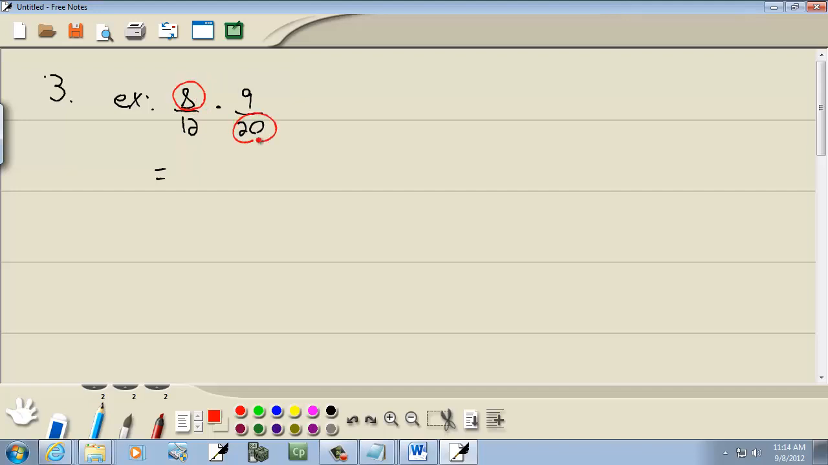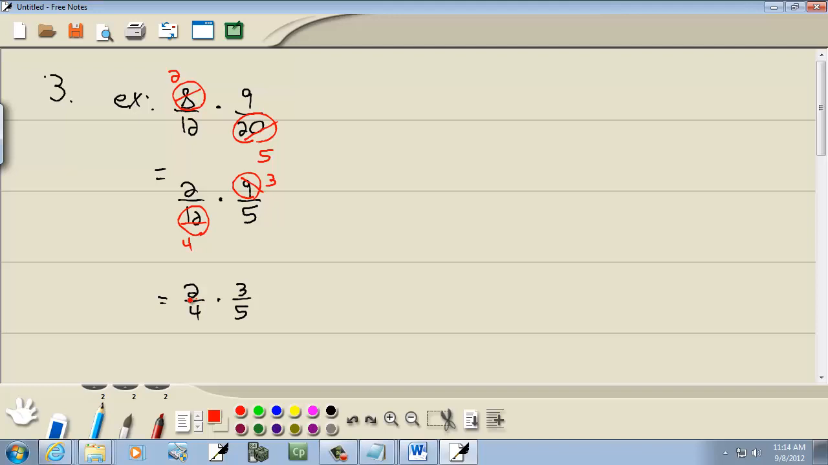I'll look at the 8 and 20 first. Those are both divisible by 4. 8 divided by 4 is 2. 20 divided by 4 is 5. So we've got 2/12 times 9/5. And now the 9 and 12. These are both divisible by 3. 9 divided by 3 is 3. 12 divided by 3 is 4. So we've got 2/4 times 3/5.